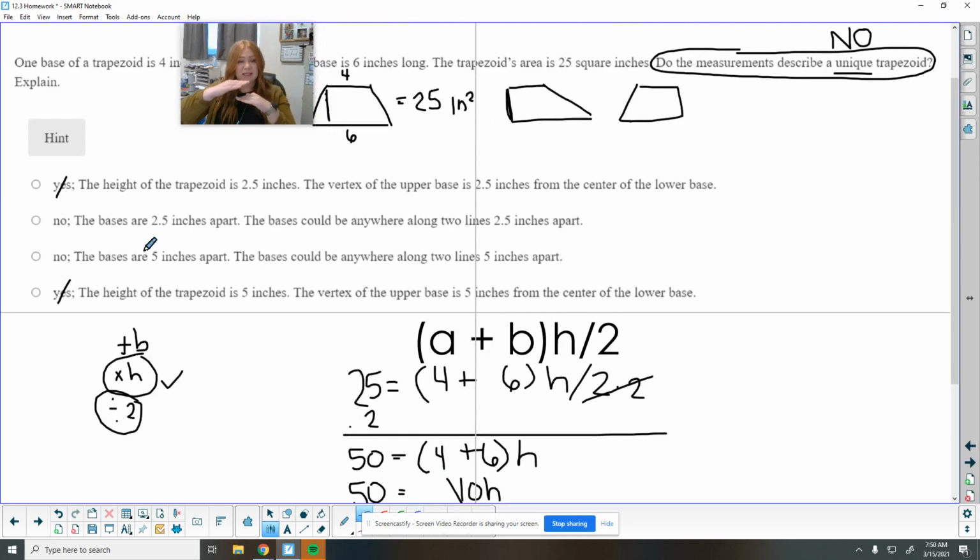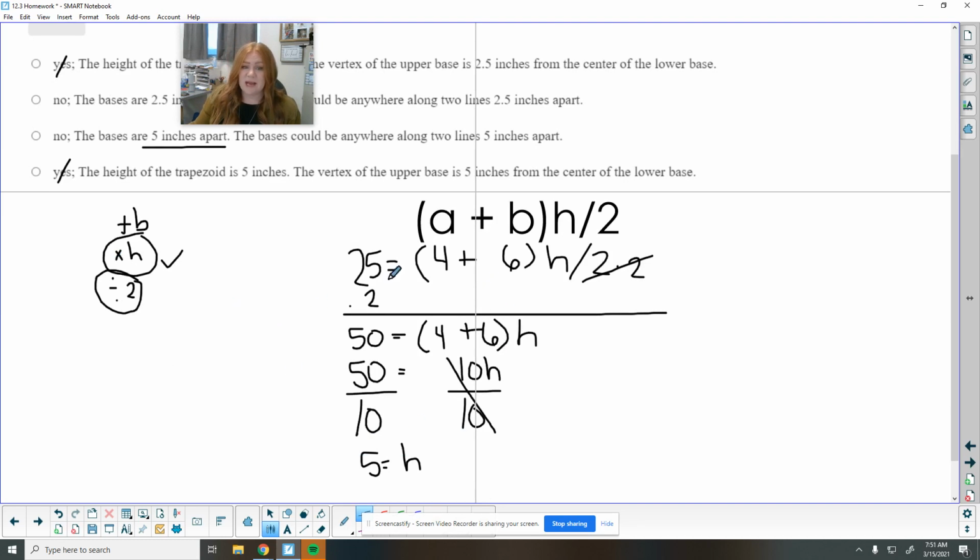So as long as the two bases that are 4 inches and 6 inches are 5 inches apart, then it doesn't matter what angle they go at as long as they are 5 inches apart. So we just want to do everything opposite and backwards to get that variable all by itself.